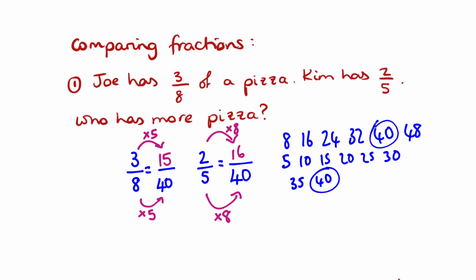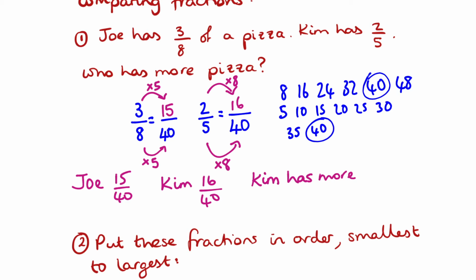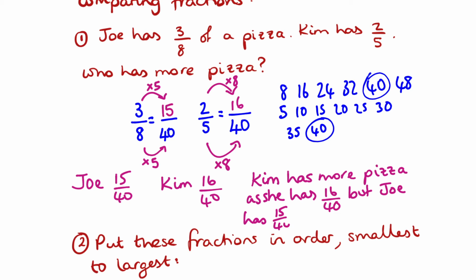So now we can say that Joe's 3/8 is 15/40, and that Kim's 2/5 is 16/40. So who gets more pizza? Well, we can say quite clearly now, Kim gets more pizza, or Kim has more pizza, as she has 16/40, but Joe has 15/40. Okay, squish that up a bit, didn't I?